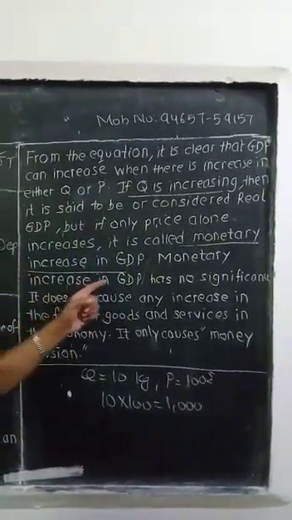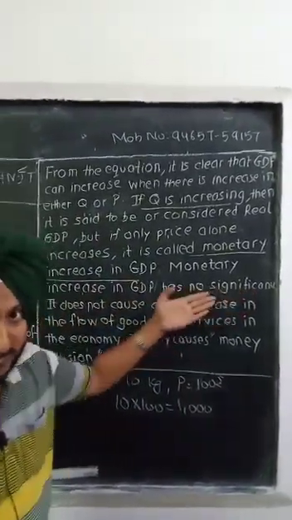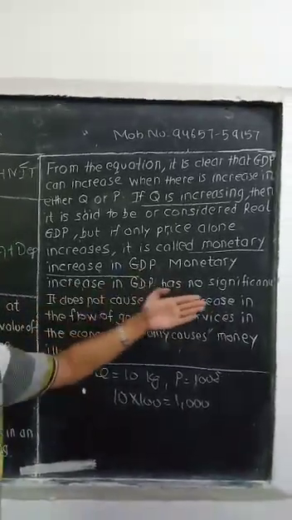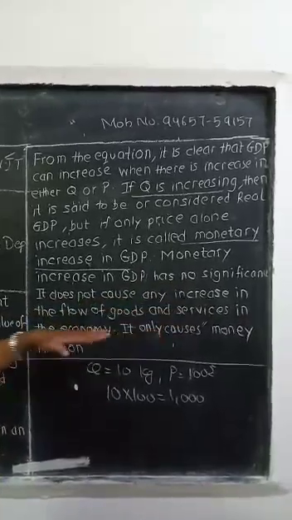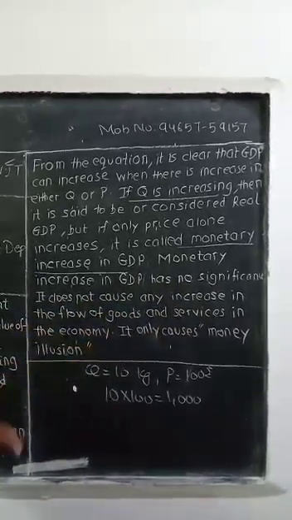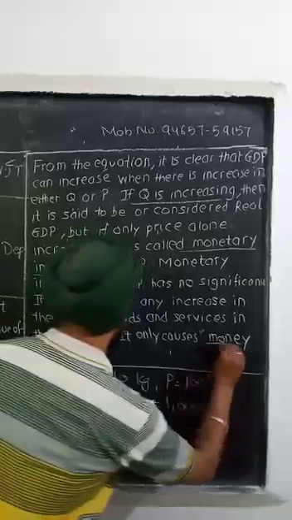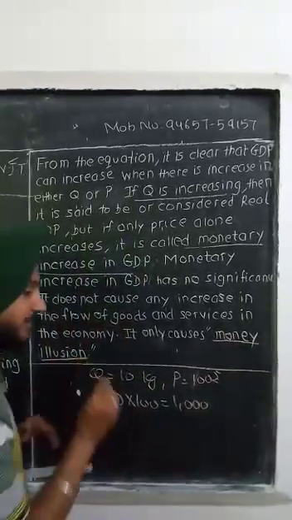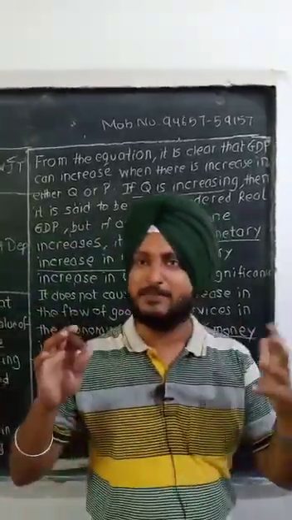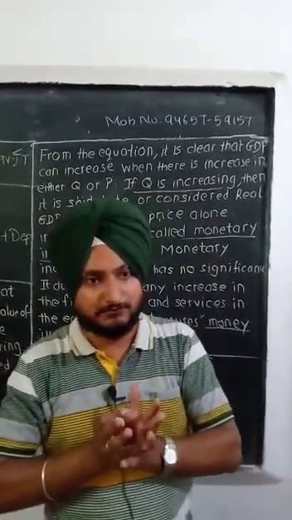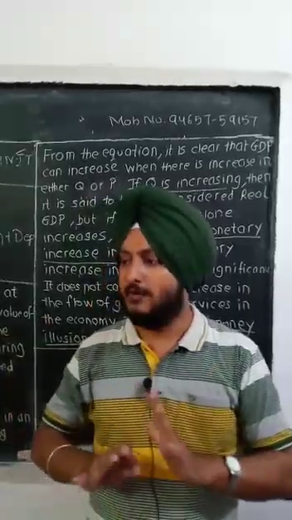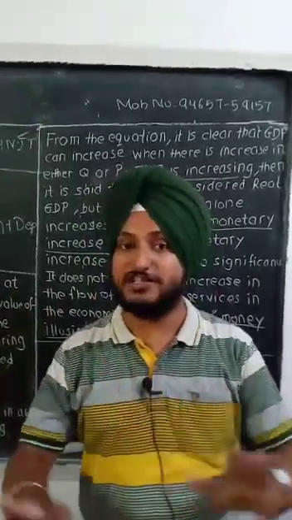So monetary increase in GDP has no significance. You can see here, monetary increase in GDP has no significance. It does not cause any increase in the flow of goods and services in the economy. It only causes money illusion. Money illusion means we are just assuming, we are just into a fake phenomena that our country is increasing, but there is no change in production.